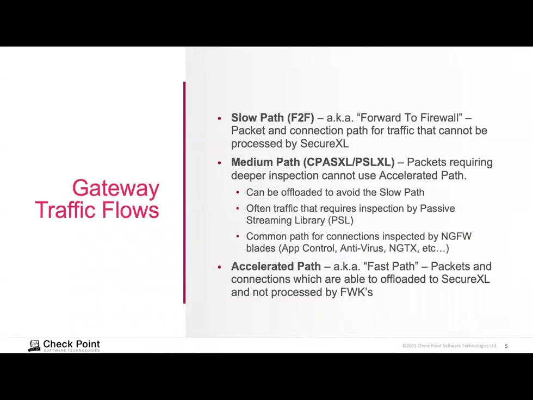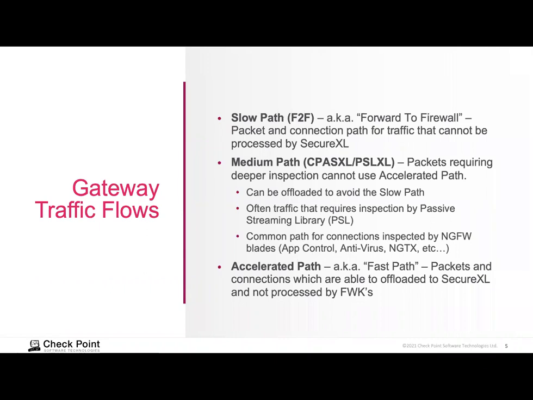So last, we'll just hit on some gateway traffic flows because I'm going to be referring to these throughout. So the slow path, which is the F2F path. F2F is forward to firewall. Simply, this is all of the traffic that cannot be accelerated through Secure XL.